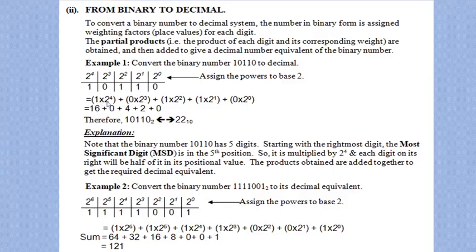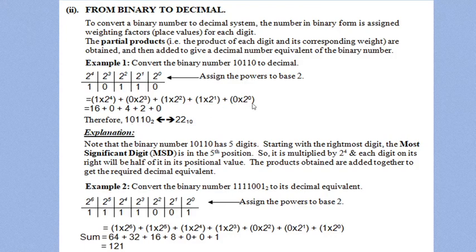And therefore, that is what has been done here. That is equal to 1 times 2 raised to power 4, then 0 times 2 to power 3, then 1 times 2 to power 2, then 1 times 2 to power 1, then the last one, 0 times 2 to power 0. Then you add them up, and this number equals 22. And if you take 22 and divide by 2 continuously, the way I have taken you through the other one, you will get this answer.